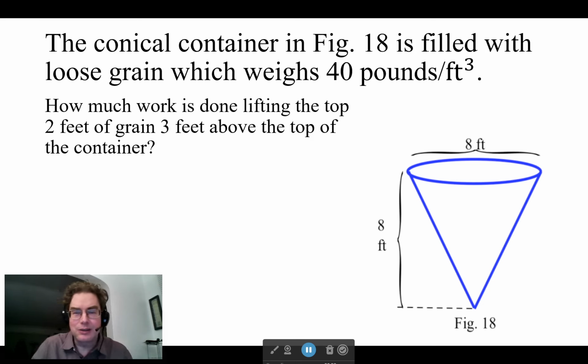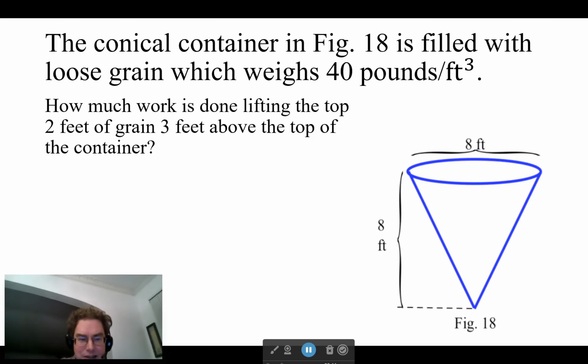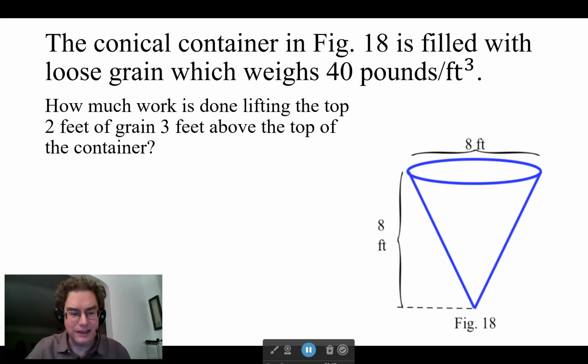This time we've got a conical container. As you can see in figure 8 there, it's kind of an upside down cone. And we're going to be lifting grain out of this container. This is loose grain, and so it weighs only 40 pounds per cubic foot. So it's a fairly not too dense substance here. Now, a couple of twists here. One is that we're only going to be lifting the top 2 feet of grain, so we're not going to be lifting all of it out. And then another interesting twist is we're lifting the grain 3 feet above the top of the container.